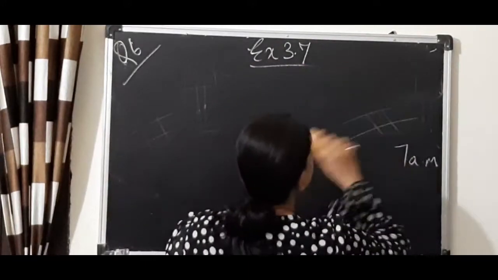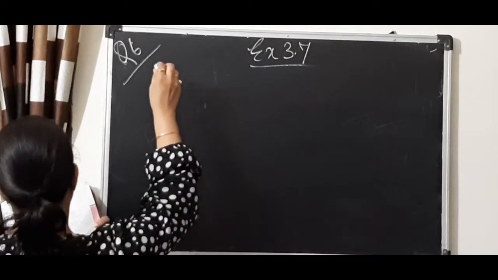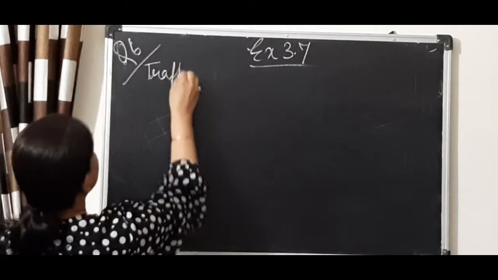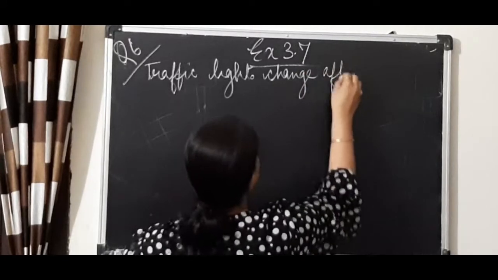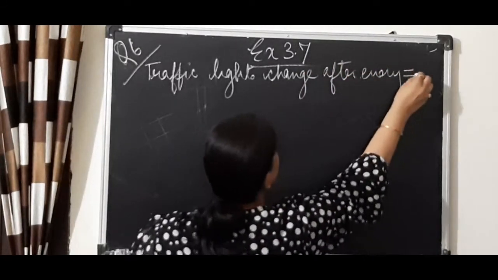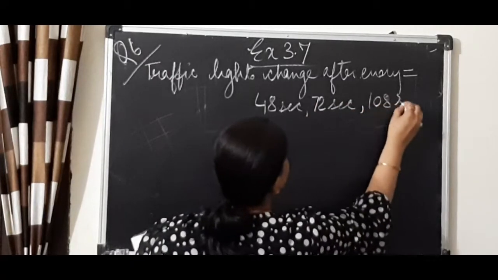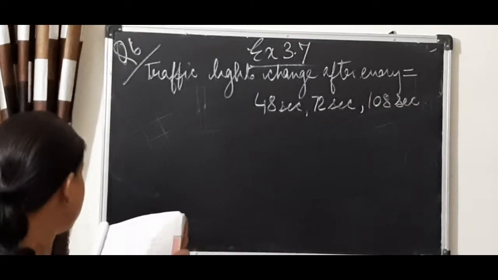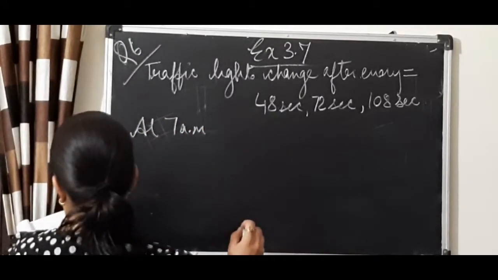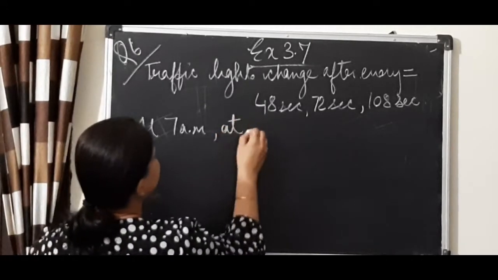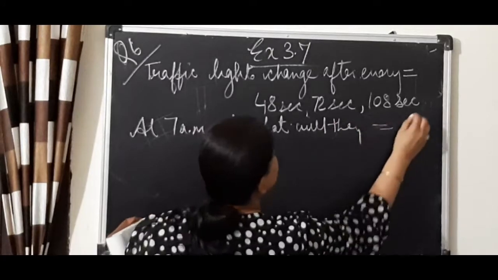Your statement will be: you will write down, traffic lights at three different crossings change after every 48 seconds, 72 seconds and 108 seconds. That is what is given, so we write it first. Then what is asked? At 7 a.m., at what time will they change simultaneously together?